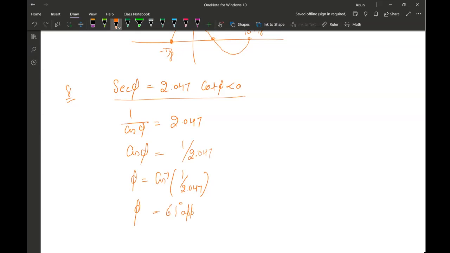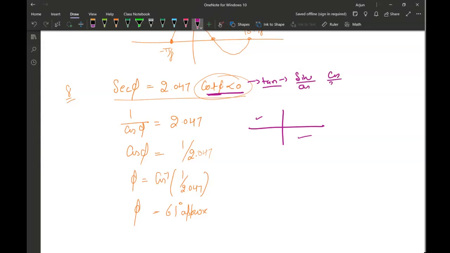Phi comes out to be 61 degrees approximately. Now we are also given cot phi has to be less than 0. Cot is cos upon sine, so we can relate cot to the tangent, because it's just the reverse of tangent. Tangent is sine upon cos, so cot is cos upon sine. Tangent is negative in the second and fourth quadrant, so cot will also be negative in the second and fourth quadrant.